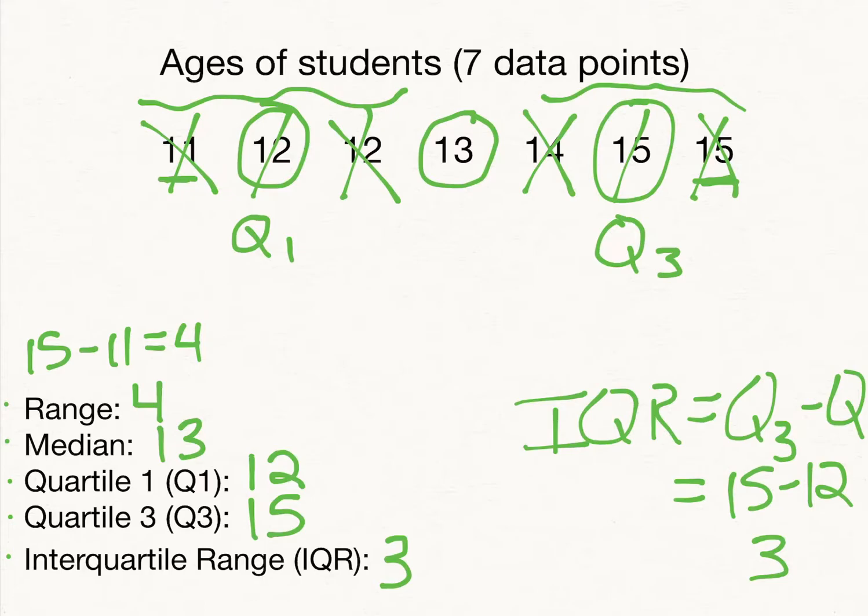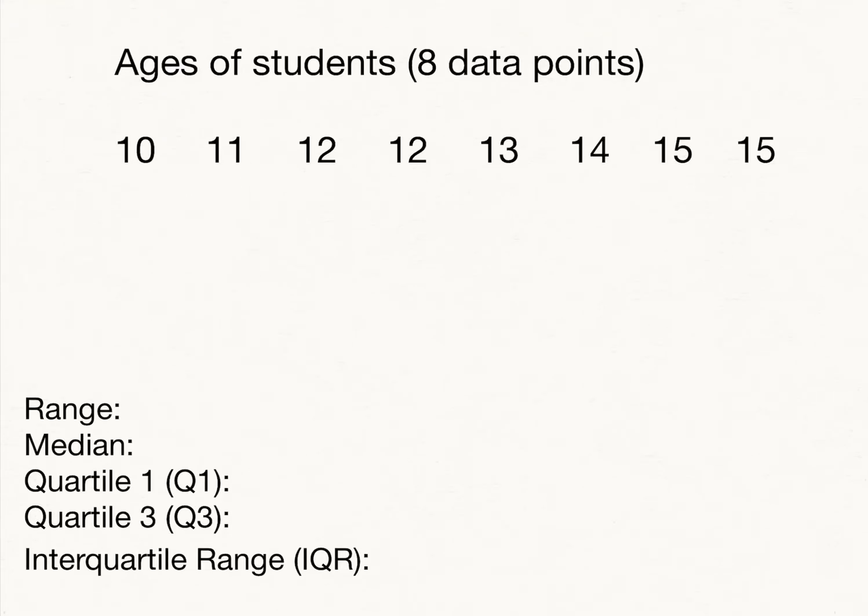Now for our next example, we have 8 data points. This one actually requires the most work, but the steps are just the same. For this one, the point that I added was 10. So we have a new minimum, or a new lower value. First for our range, we're going to look at our lowest and our highest value, which is 10 and 15. So 15 minus 10 equals 5. So our range for this data set is 5. There's 5 ages between the highest and the lowest.